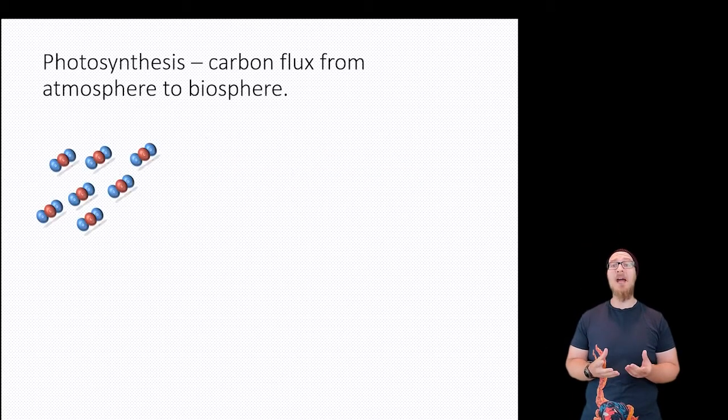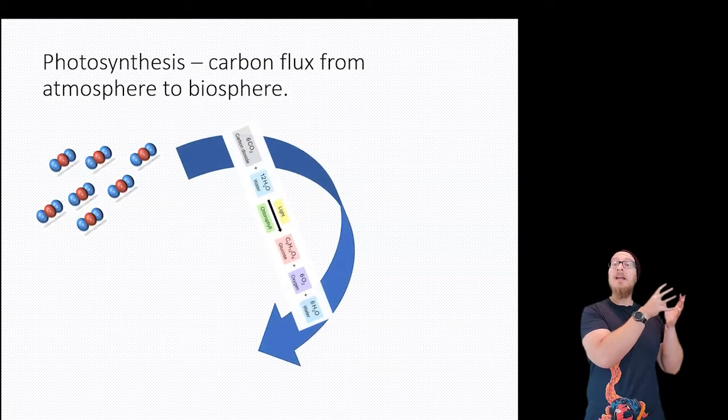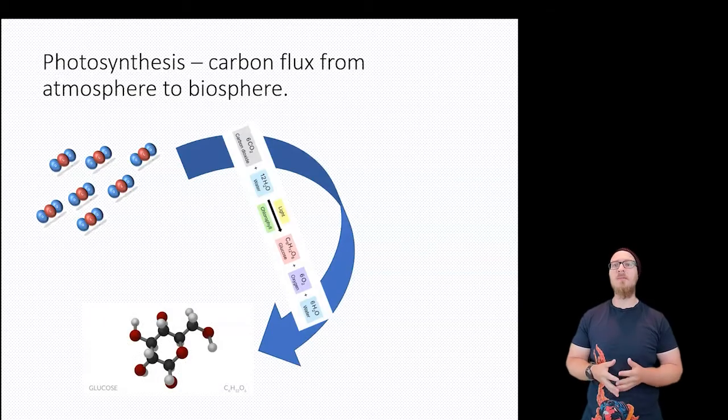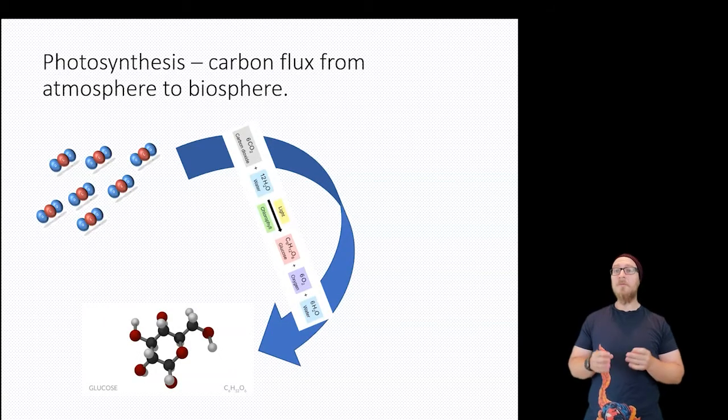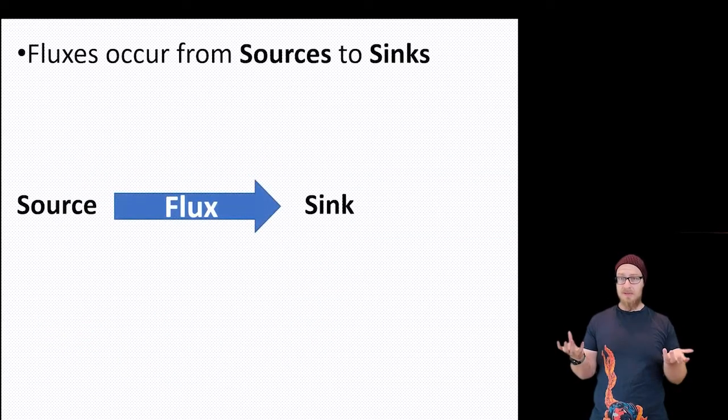Photosynthesis is an example of a flux. It's how carbon moves from the atmosphere, where it's stored as carbon dioxide, into the biosphere, where photosynthesizers use it to make glucose. Fluxes occur from sources to sinks.